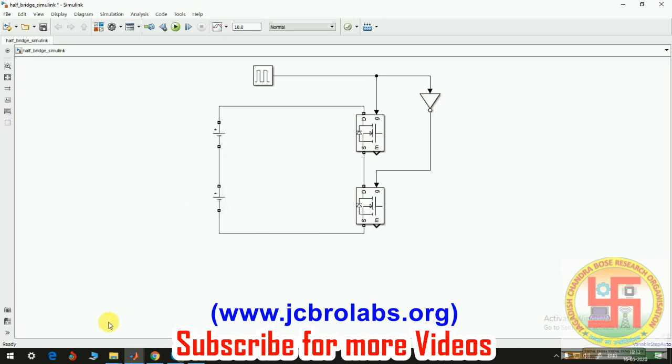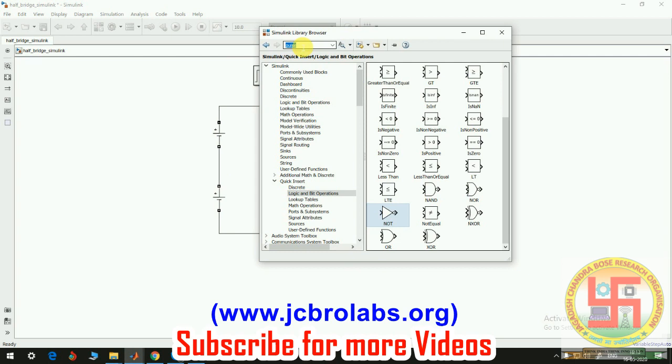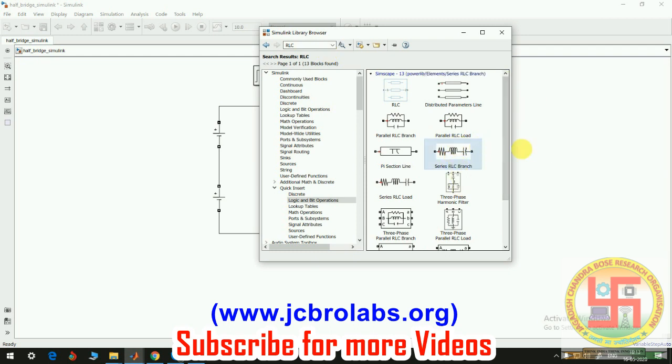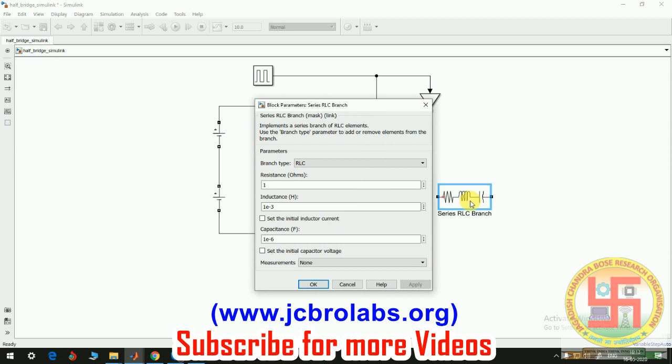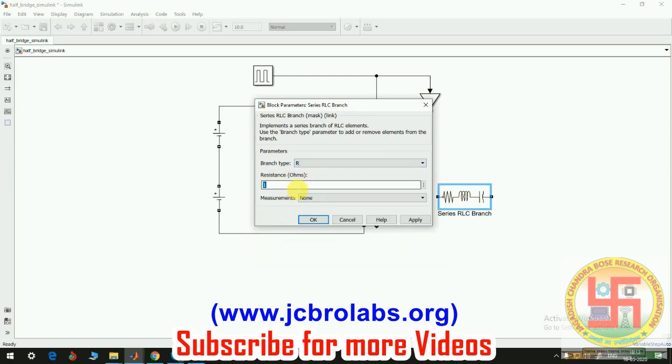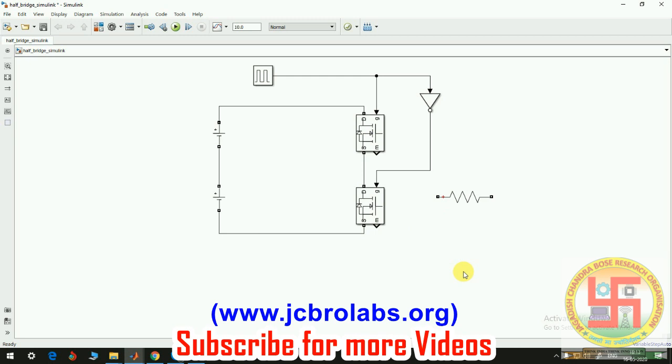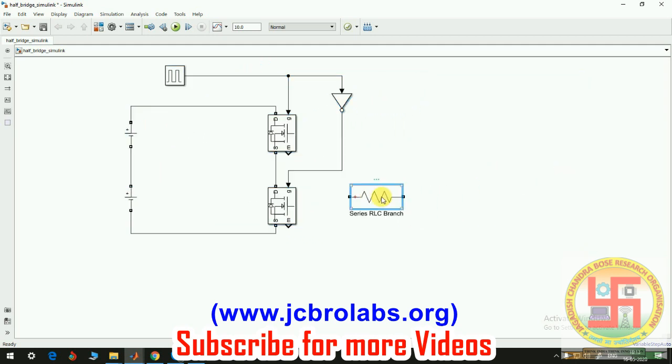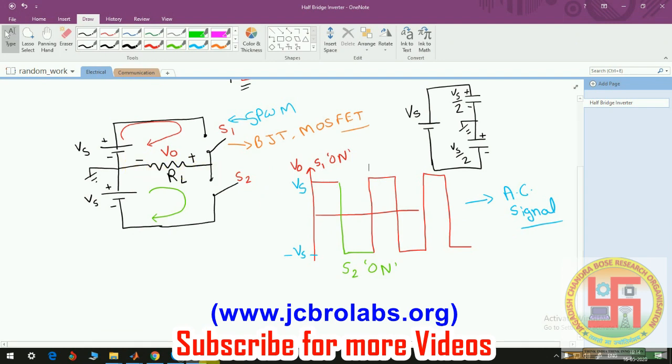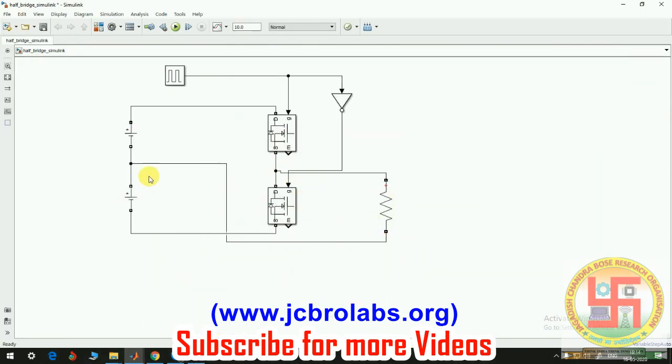So now we need a load, so we will be needing an RLC branch. So let's search for it. Okay, here we got it, series RLC. So let's convert it to R only, and let's have a resistance of 100 ohm. You can put any resistance because that is acting as a load, and let's rotate it as well. Okay, so shift it a little bit to this side. Now we will connect this point to this one, and this one to here, as it is seen in this ground. So it is connected exactly. One point is connected here and another point is connected here.